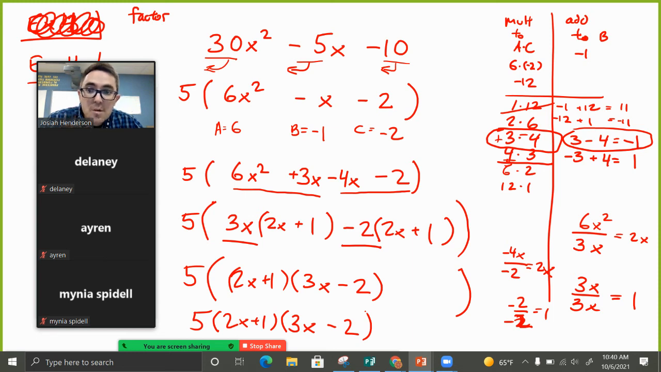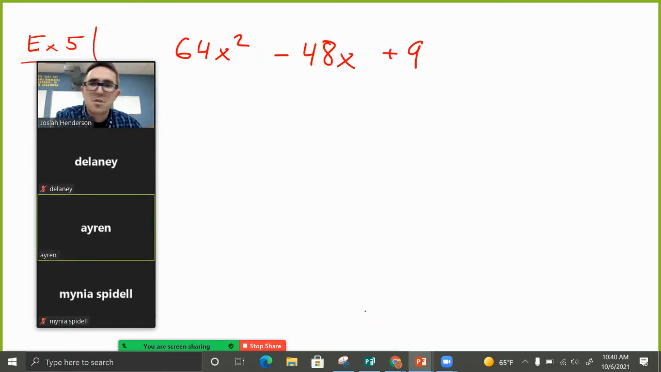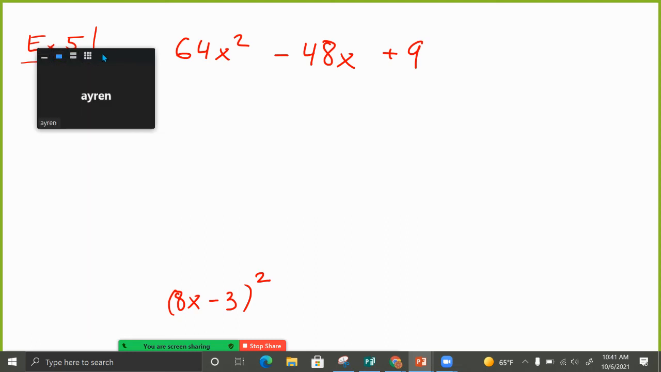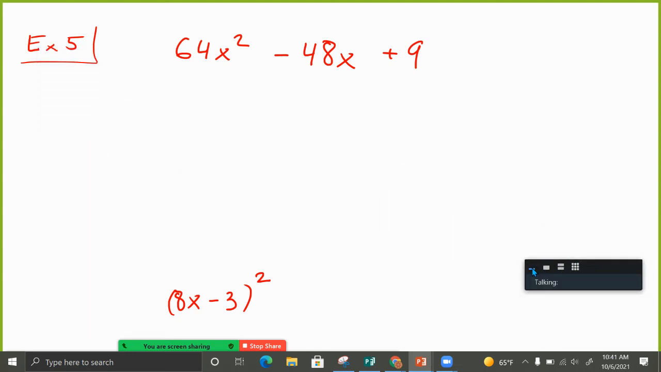I want to check in really quick with Aaron. Aaron, did you finish the second question I gave you? Yeah, I think so. What'd you get for that? Would you mind sharing? 8x minus 3 in parentheses to the second power. Okay, squared. Either way is good. To the second power.